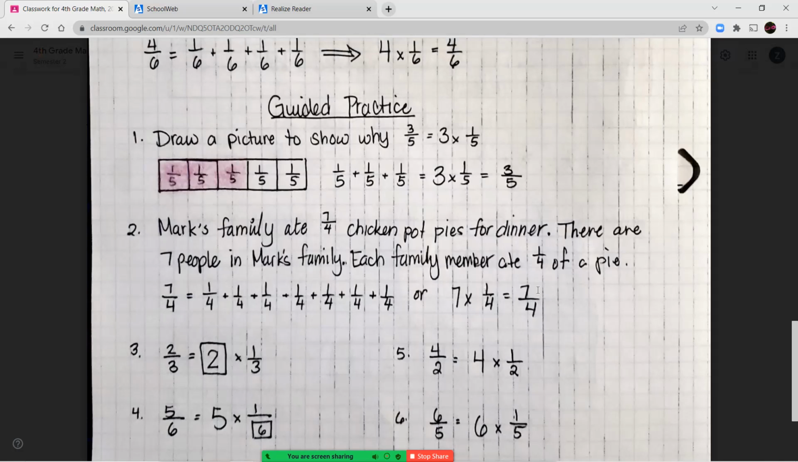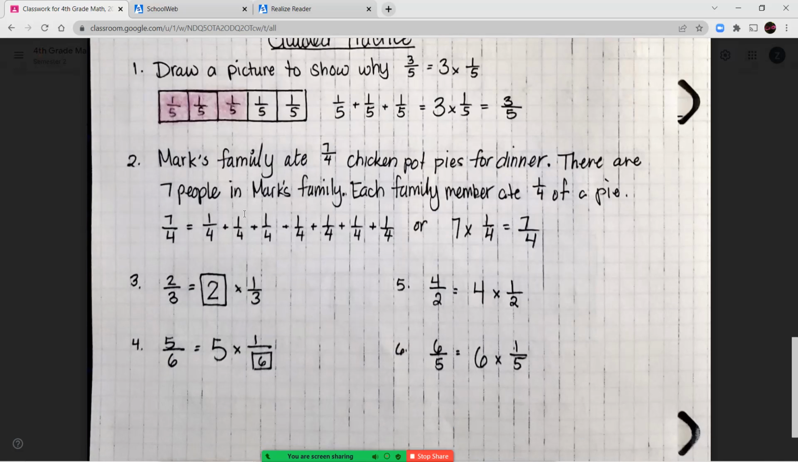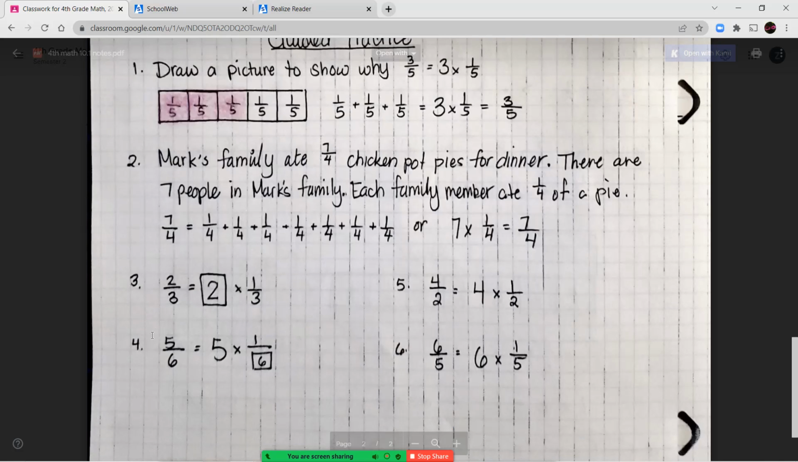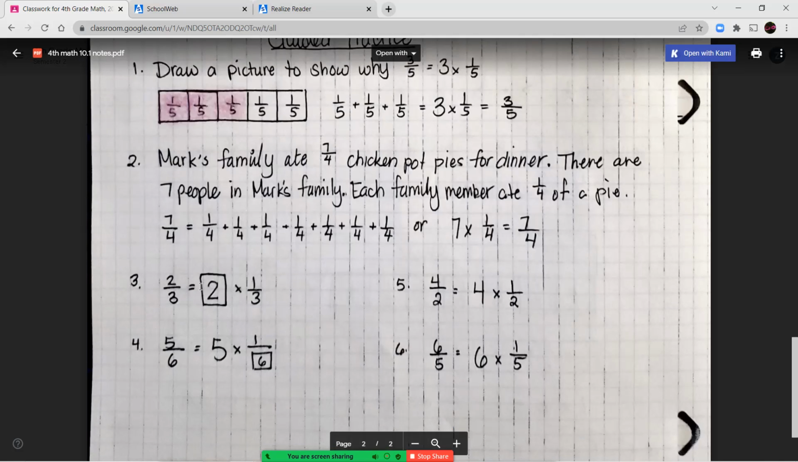For number 3, they're going to ask you to fill in the missing number in the box. So 2/3 is equal to what times 1/3? Well, we know there's 2 up here, so it's got to be 2. You're only multiplying here the numerator, so pay attention to that. Your denominator is staying the same. So 2 times 1/3 gives you 2/3.